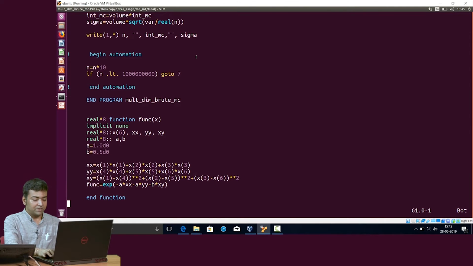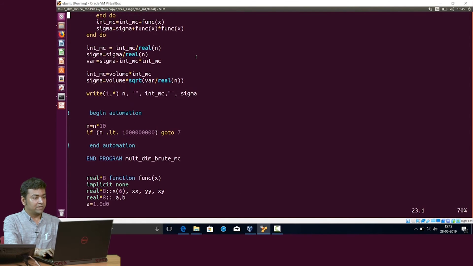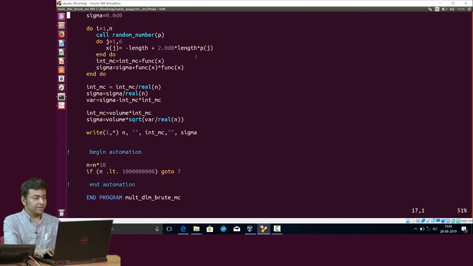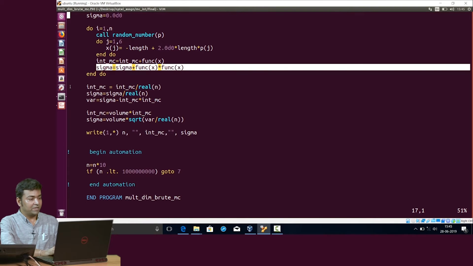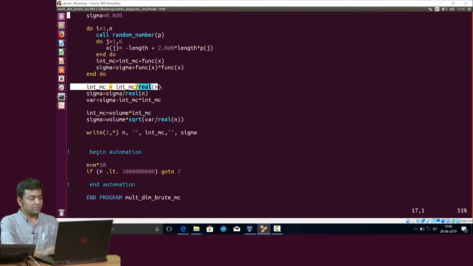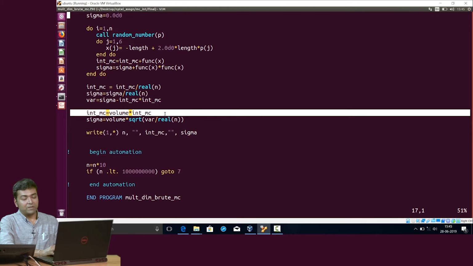So, this is how the function is evaluated, and once I get the value of the function at a given set of values of x, I add it to this particular variable, and I keep on doing it 10 times. Similarly, I do the same for the sigma. For the integral, I compute the average, and then I multiply it by the volume to get the value of the integral.